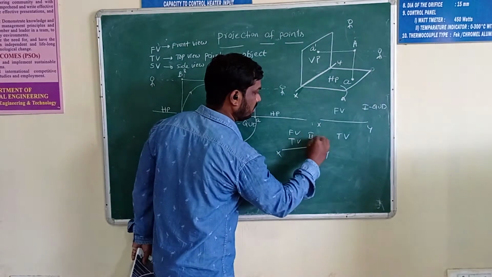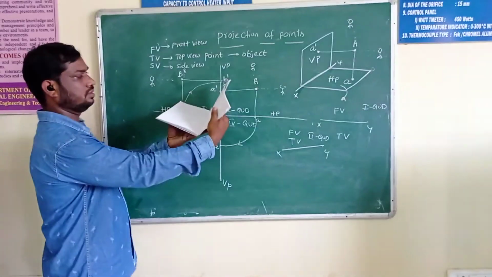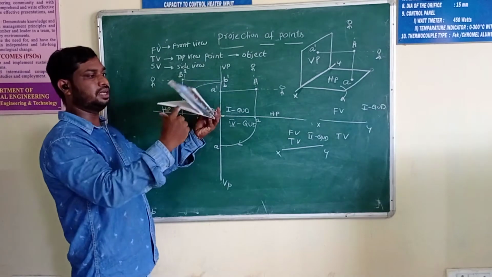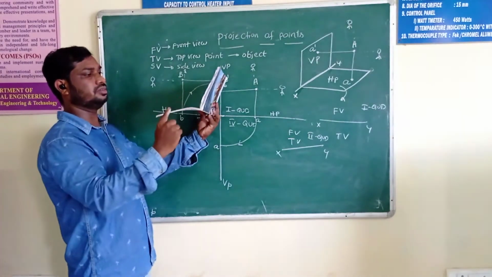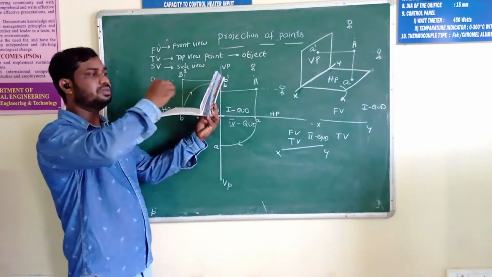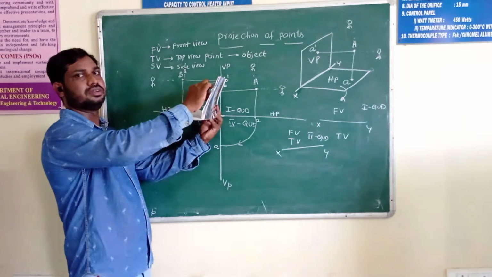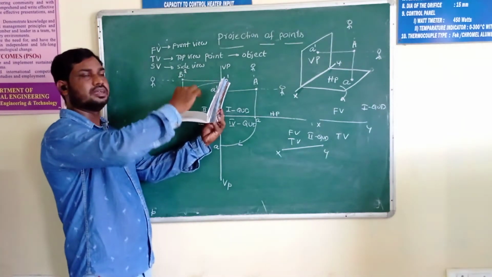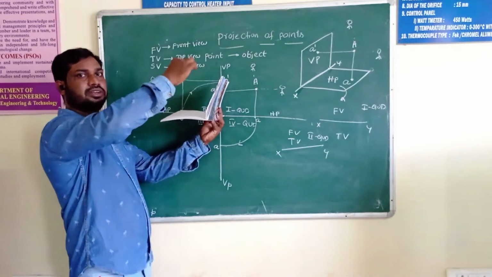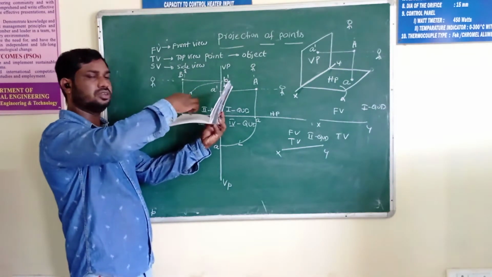In the case of the second quadrant, we apply like this. This is the vertical plane. This is the horizontal plane. The object is here. I am seeing the object which is projecting onto this vertical plane. This is the front. The object is here, and the observer is at the top position, seeing the object which is projecting onto the horizontal plane. So this is the top.